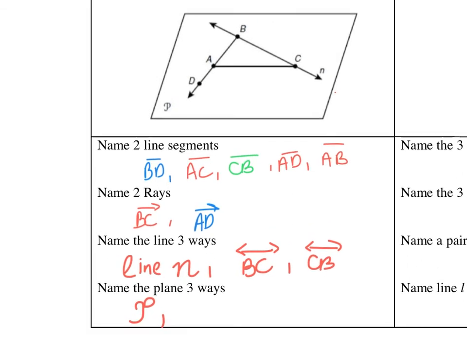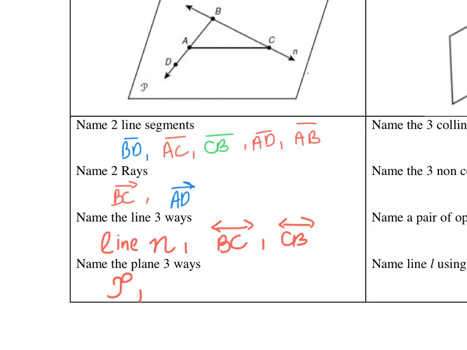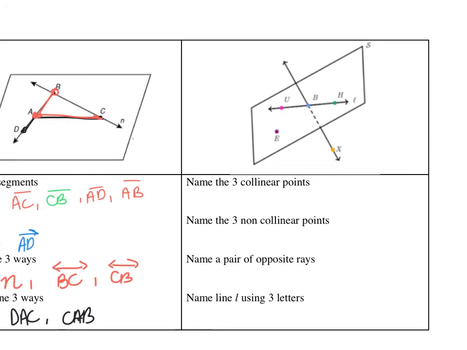I can also name it, and we want to make sure that when we name our plane, we use 3 non-collinear points. So I can use DAC, because I start at D, go to A, and end at C, because they're not on the same line. I can also use CAB. Just make sure that they are not on the same line. So C, A, B, and vice versa. So those are 3 ways I can name my plane.